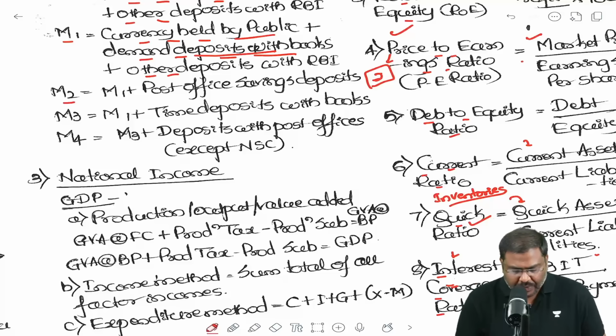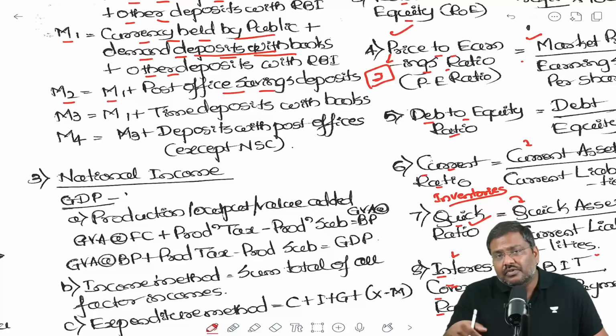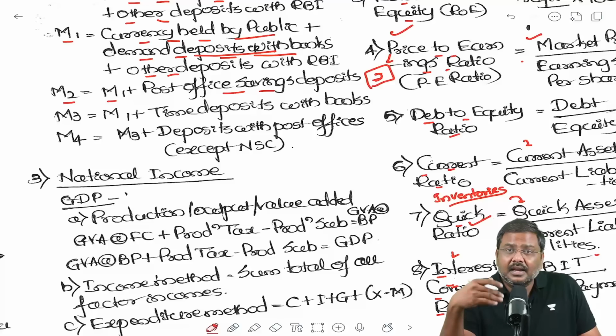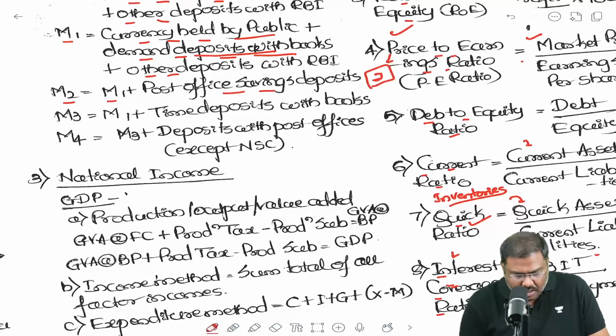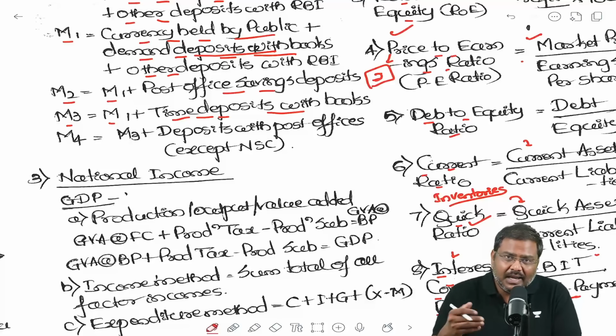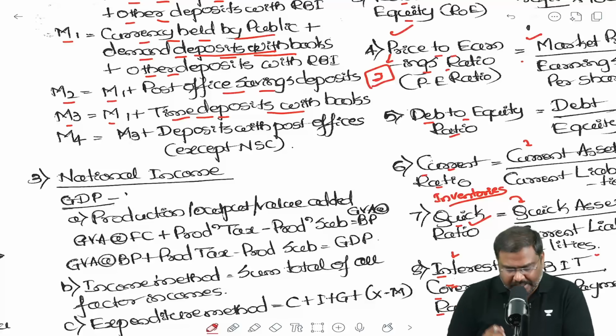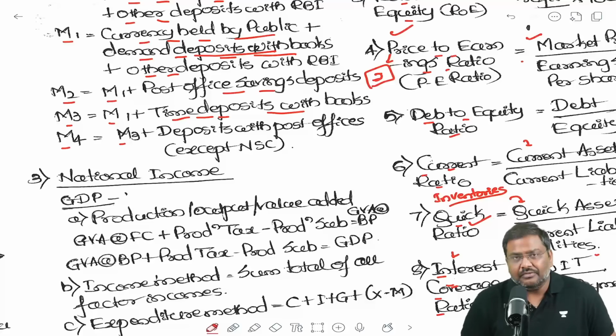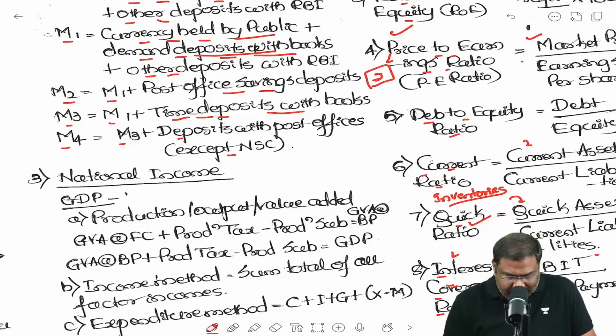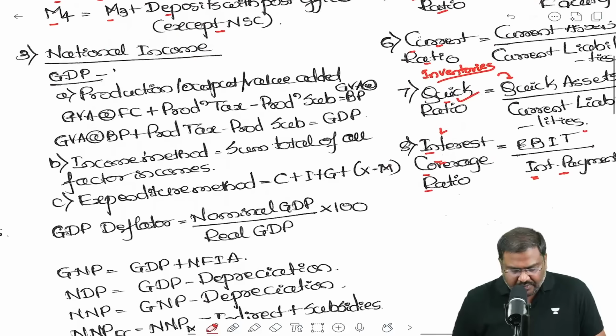Then you have M2. M2 is M1 plus post office savings deposits. The post office savings deposits are added separately because these have lesser liquidity compared to the demand deposits held by the banking sector. Then there is M3, the broader money: M1 plus time deposits with the banks. Time deposits have lesser liquidity compared to the demand deposits. And then we have M4. M4 is M3 plus deposits with the post offices except the national savings certificate.